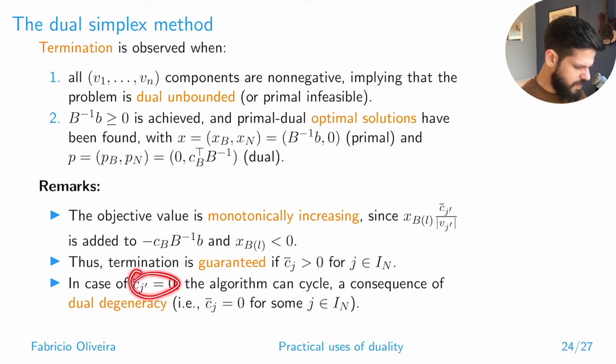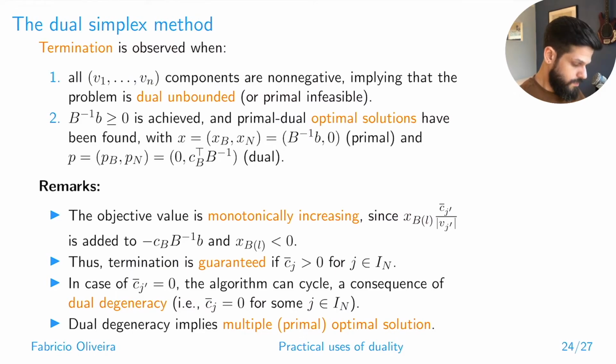In case you might have some zero reduced costs associated with some non-basic variables, that would mean that your algorithm might cycle, because you might make that non-basic variable basic without changing your objective function. And that's a consequence of dual degeneracy that happens just like primal degeneracy. And in fact, dual degeneracy means that your primal has multiple solutions, which I think is the next point.